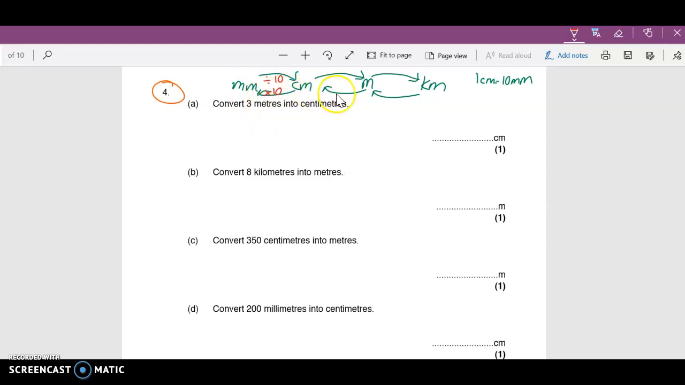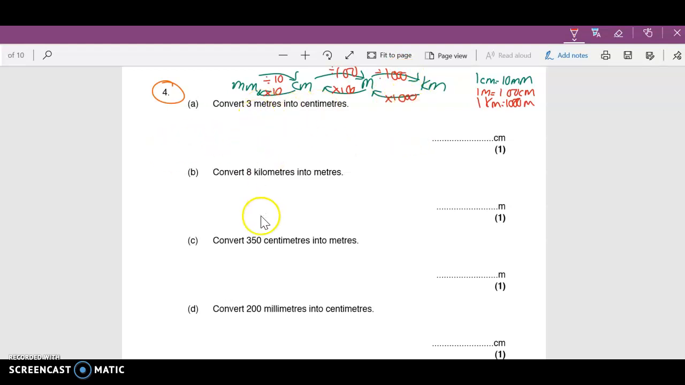Right, now 1 metre is 100 centimetres. So if I'm trying to convert centimetres to metres, I'm dividing by 100, and the other way I'm timesing by 100. So they mirror one another, doing the inverses. And then finally 1 kilometre is 1,000 metres. So I'm dividing going from metres to kilometres, and timesing to go the other way.